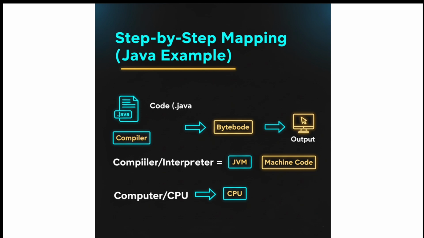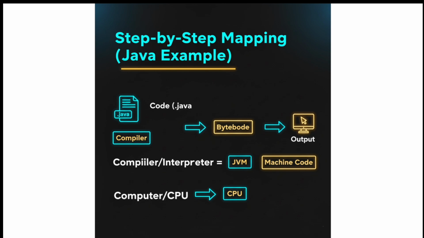The JVM, Java Virtual Machine, takes this Bytecode and converts it into machine code, the actual zeros and ones. Finally, the CPU executes those machine instructions and we see the output on the screen. So the whole journey is: .java file to compiler to .class file, then JVM to machine code to CPU, and CPU to output, as we have seen on the screen.